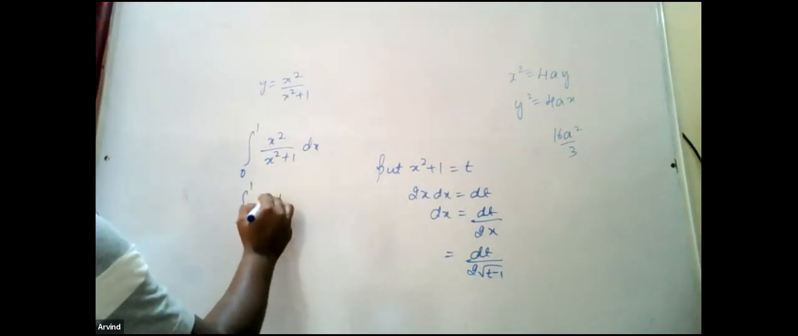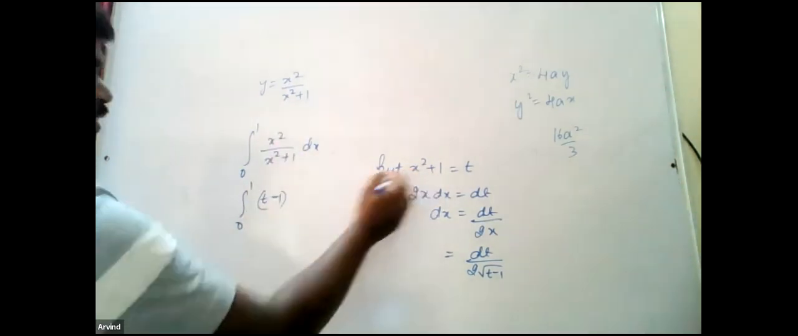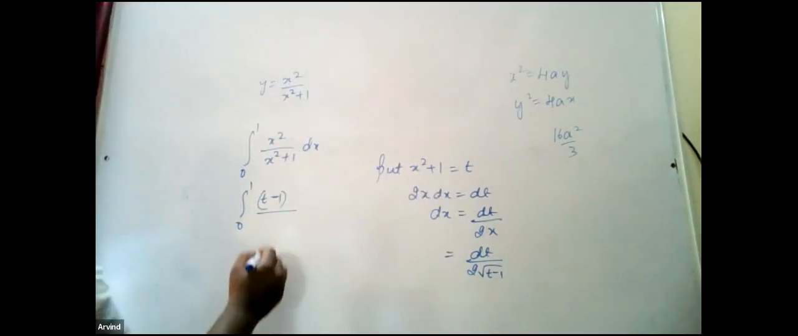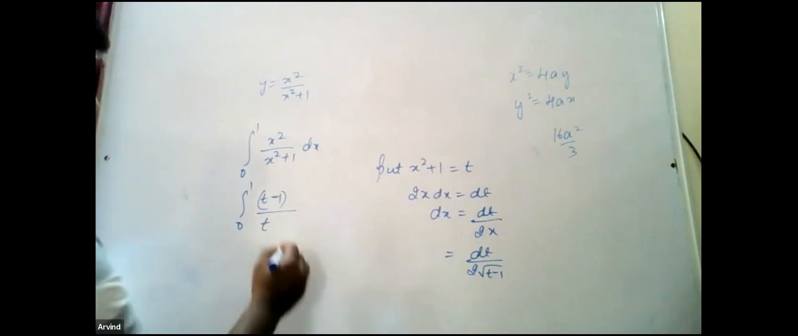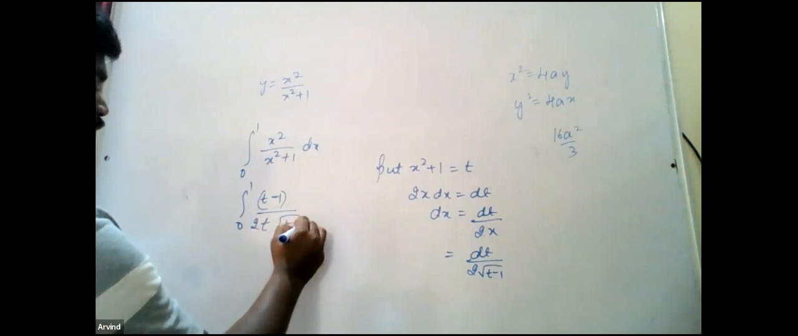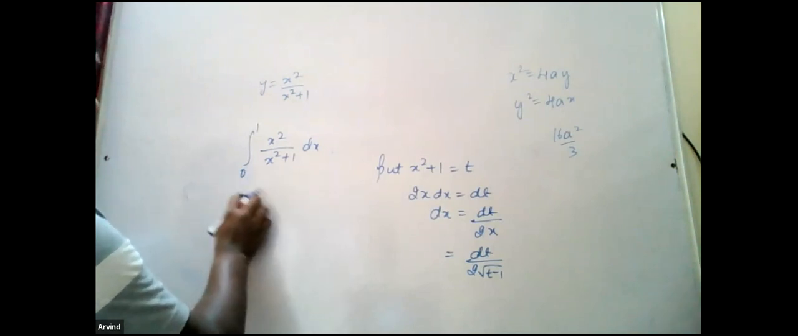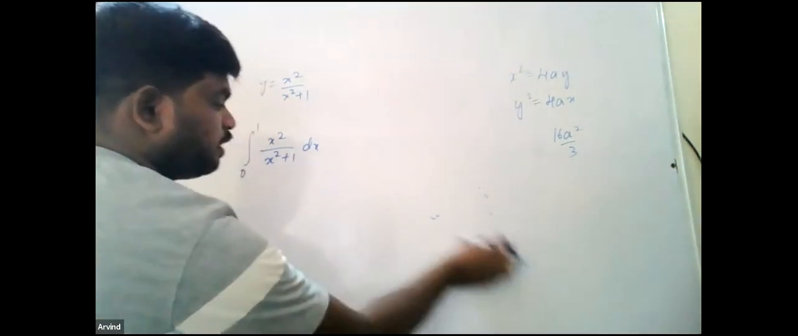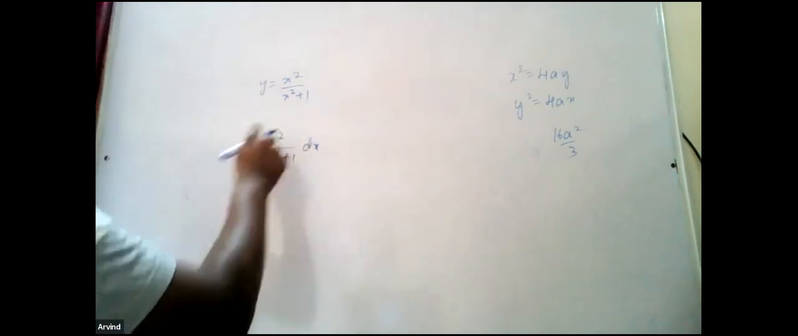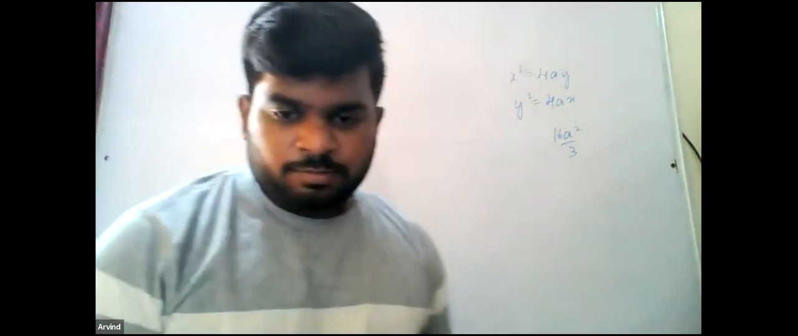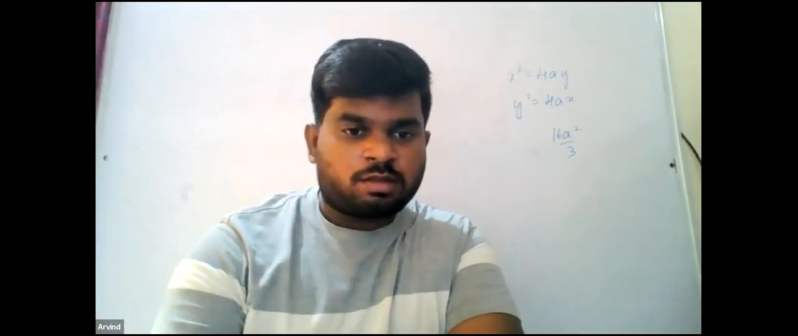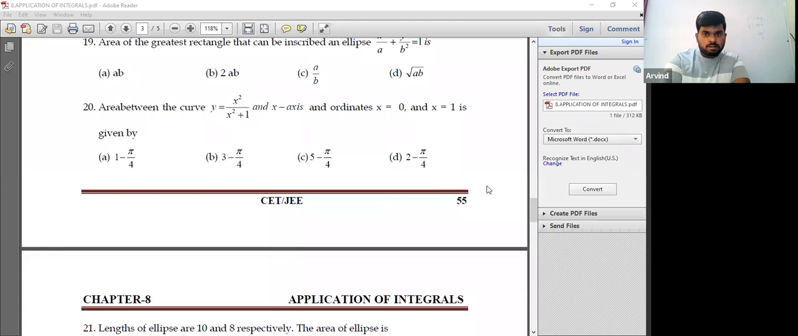Limits 0 to 1. x square becomes t minus 1, since x square plus 1 is t. Yeah, again this is also a bit complicated, this substitution. So you can go with the simple method I gave earlier, adding plus 1 and minus 1. That will be a bit easy. Okay then, so 1 minus pi by 4, option A.